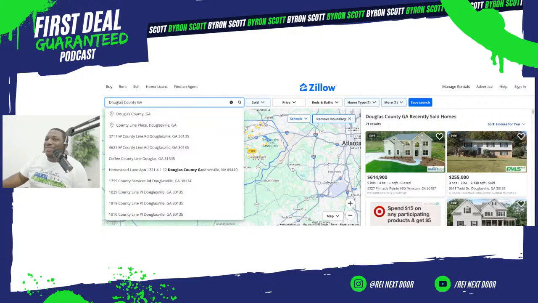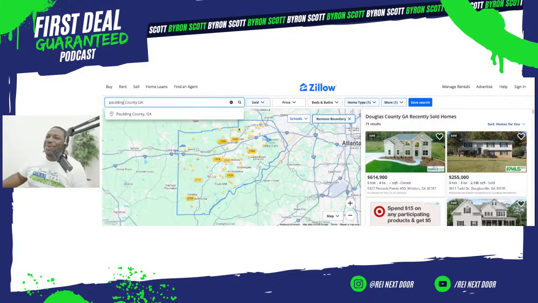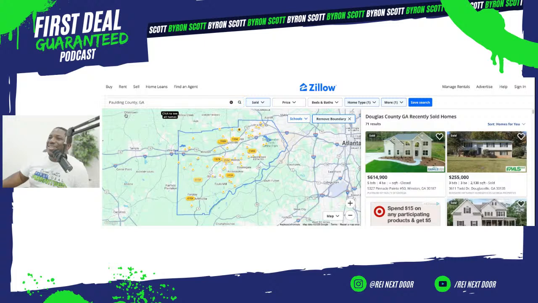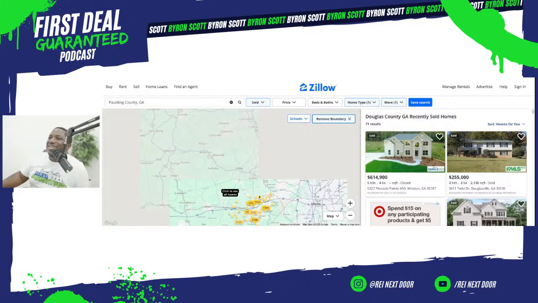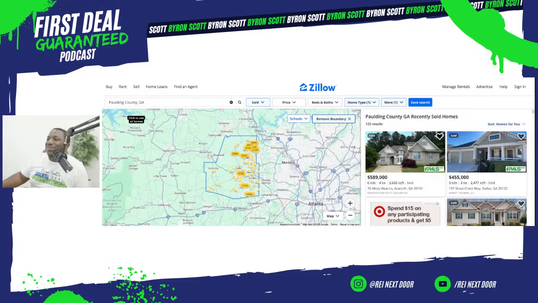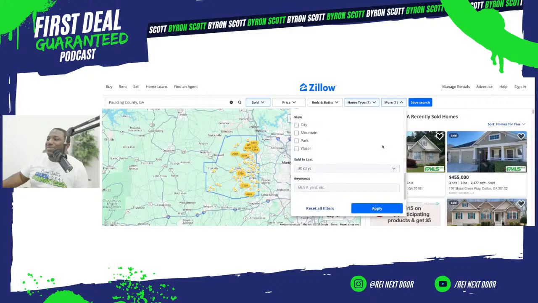For them to have 700 properties for sale and only 70 of them sold in the last 30 days, that's really bad. Right? That's really bad. The market, Douglas County is a good place to wholesale, but that's really bad. So let's look in Paulding County.